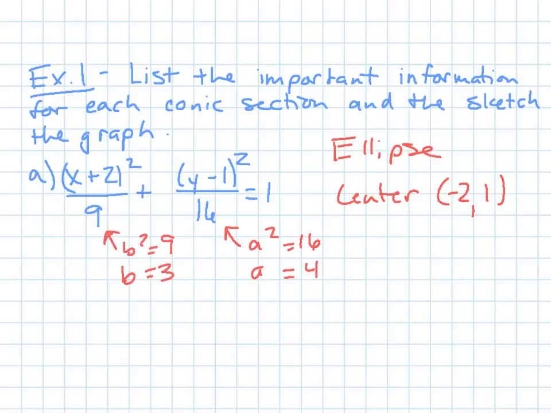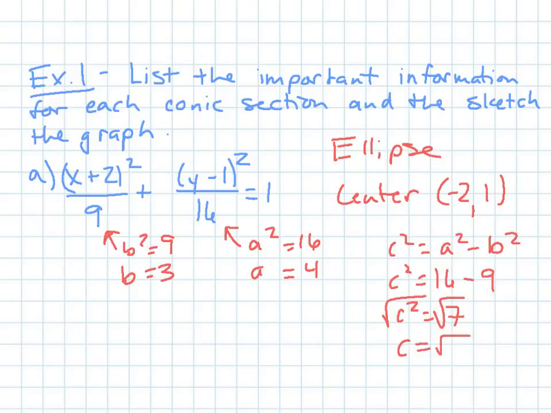Remember that because a squared is underneath the y squared, it's going to be longer on the y-axis, or vertical. Now it's not really going to be on the y-axis anymore. It's going to be moving around, but it's still the vertical axis, or major axis. So I also need to find c. c squared, remember, is equal to a squared minus b squared. So c squared will equal 16 minus 9, which gives us 7. So c is the square root of 7.